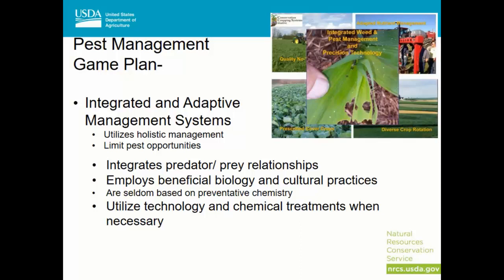And true integrated pest management utilizes holistic management, limits pest opportunities, and that's mostly about crop rotations. It integrates predator-prey. That was what I wanted to highlight as much as anything: be as good at identifying beneficials as you are at identifying pests. That's the new thing. If you're going to be in this system, you've got to be as good at that as you are at scouting for pests. Okay? And so it employs a lot of different beneficial biology and cultural practices.